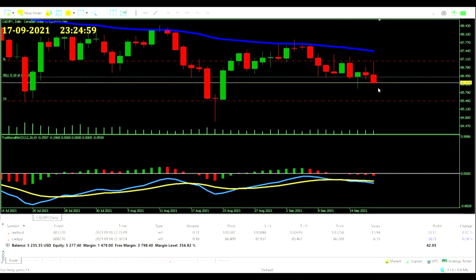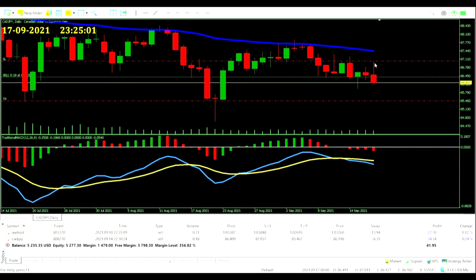And our CAD Japanese yen trade, it is in profit now, but look how close this came to stop loss there. That is very tight. All the way back down there, and now comfortably in profit. More in profit than our Aussie dollar, New Zealand dollar trade, in fact. And we're still seeing continued momentum on the MACD to the red side. So no action needed on this one either.